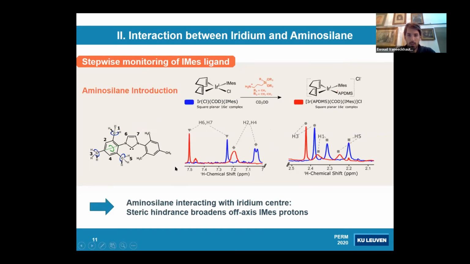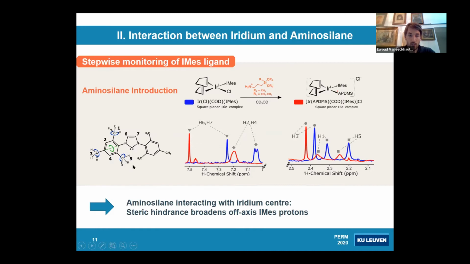Next, we couldn't see any of the aminosilane resonances bound, so we indirectly checked how this carbene ligand here changed upon introduction of aminosilane into our system. This is the aromatic section of the IMS spectra. This is the aliphatic section, in which you can see all the methyl groups. And what we did see, when we introduced this aminosilane ligand, was immediate broadening of these resonances here.